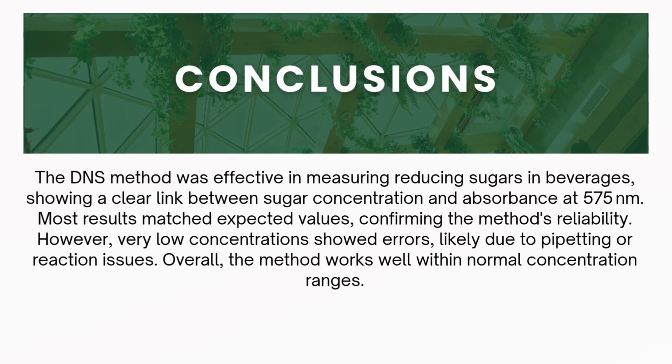For conclusions, the DNS method was effective in measuring reducing sugars in beverages, showing a clear link between sugar concentration and absorbance at 575 nanometer. Most results matched expected values, confirming the method's reliability. However, very low concentrations showed errors, likely due to pipetting or reaction issues. Overall, the method works well within normal concentration.